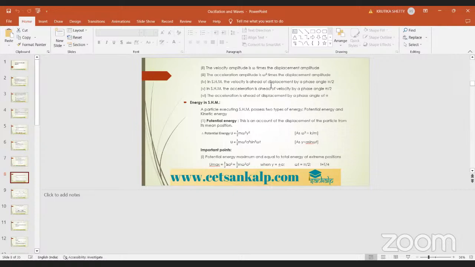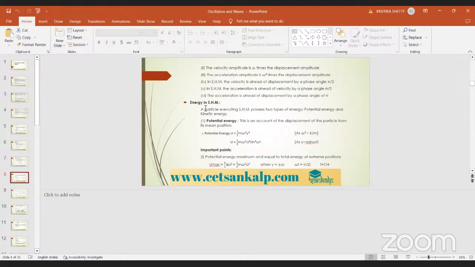In SHM, the velocity is ahead of the displacement by a phase angle of pi by 2. In SHM, the acceleration is ahead of velocity by a phase angle of pi by 2. The acceleration is ahead of displacement by a phase angle of pi. So here you just remember all these points, because sometimes theory questions come and they ask all this.